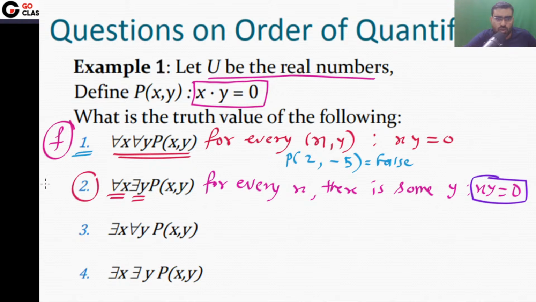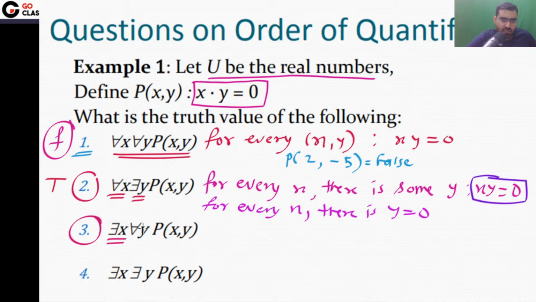I can say this is true. Why is this true? Because for every x you can easily take y equal to 0. So this is true. What about this?